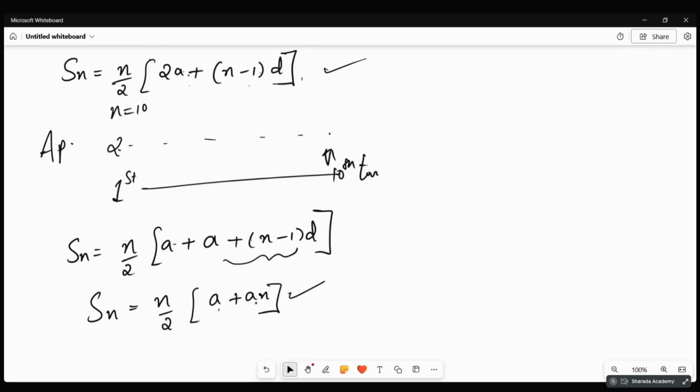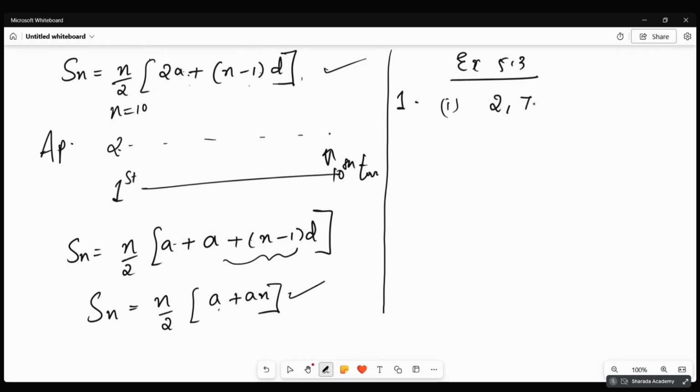Now we will start with the problems. Start with the exercise. Write down the two formulas, then we will start. First, find the sum of the following APs. The first question: 2, 7, 12, and so on, up to 10 terms. You have to find the sum of 10 terms. That means n is equal to 10, and a is equal to 2 in this arithmetic progression. d is equal to 7 minus 2, so d is equal to 5.